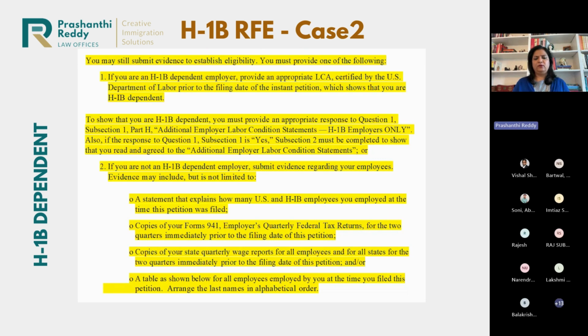The 941 quarterly federal tax returns for the last 2 quarters just before you filed this petition, and that will show the number of employees that you have. Quarterly wage reports for all the employees in all the states. This will also show how many employees you have. And then they want a table to show how many employees you have and how many of them are on H-1B so that they can see whether you're dependent or not.